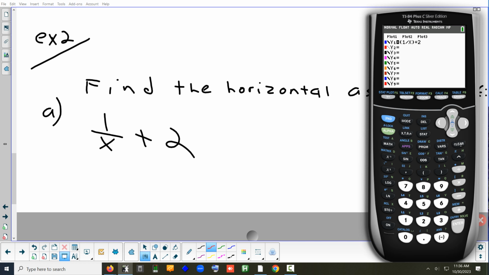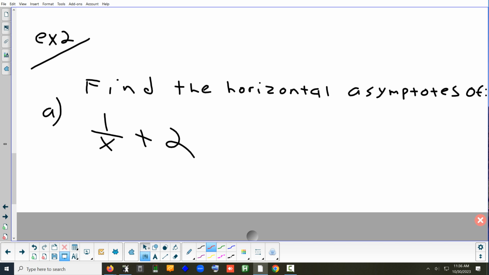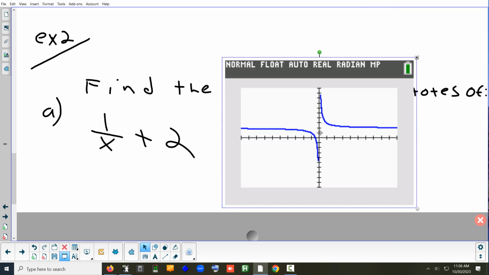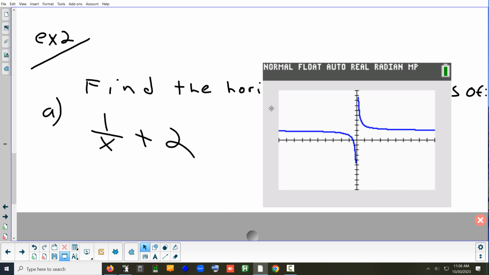I'm just going to do zoom 6 and graph it. And let's look at that. Can anybody tell, as we head left and we head right, what value it looks like we're getting closer and closer to? Yeah, it's going to be 2.